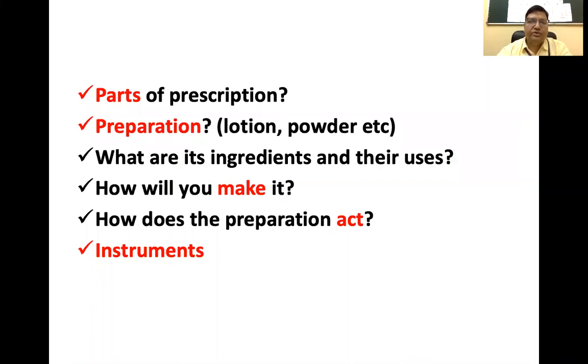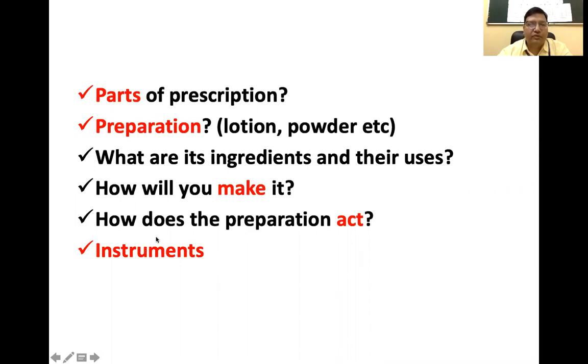So the very important things which you should know are the different parts of a prescription, the different preparations which you are going to prepare, their definitions, such as what is a lotion, what is a powder, likewise what is a liniment. Then you should know their ingredients and uses, what the different constituents are, what actions they have in this preparation, and how you are going to prepare it. Then what the preparation does, how it is going to act or benefit the recipient, and what instruments you are going to use while preparing it. So this set of questions are the common questions which are asked in the Viva also.